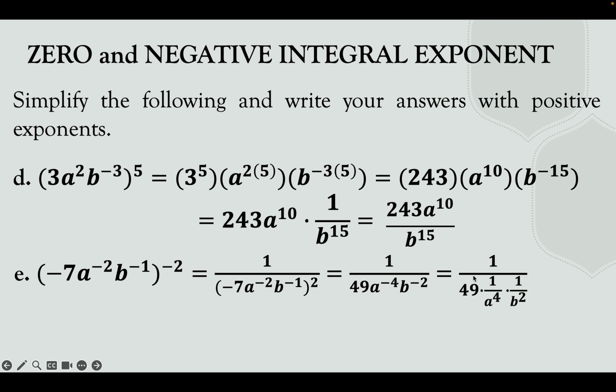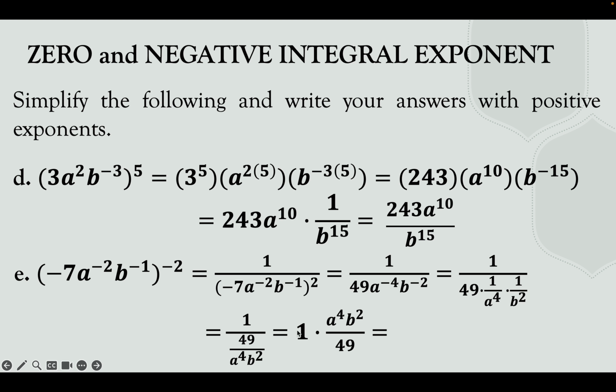Okay? So we have here now 1 over 49. The negative exponent of this one is 1 over a raised to 4. B raised to negative 2, the negative exponent is 1 over b raised to 2. And then now we have 1 over 49 times 1 times 1, we have 49. A raised to 4 times b raised to 2.